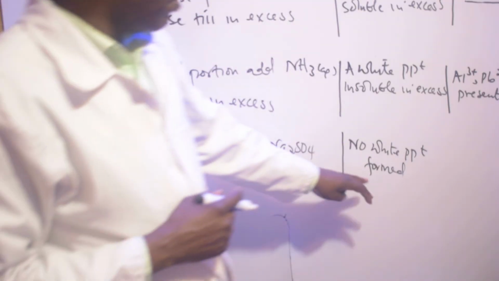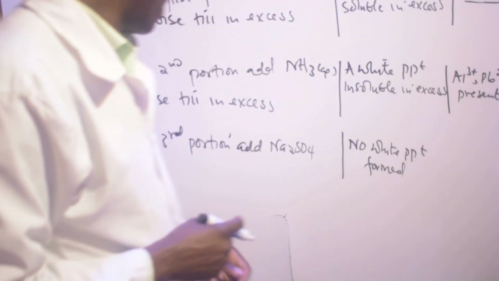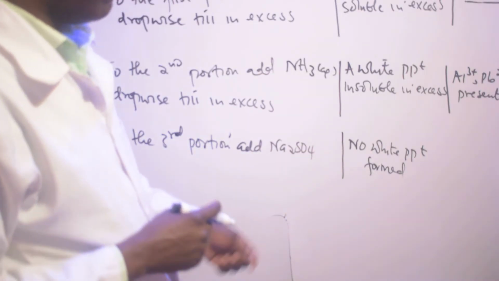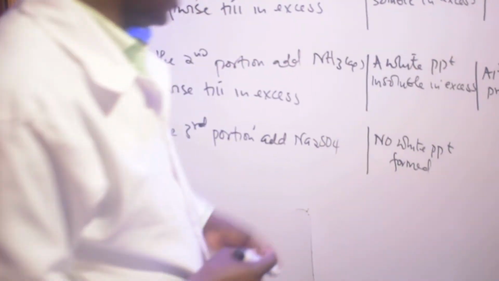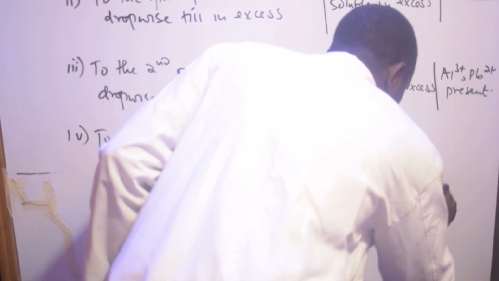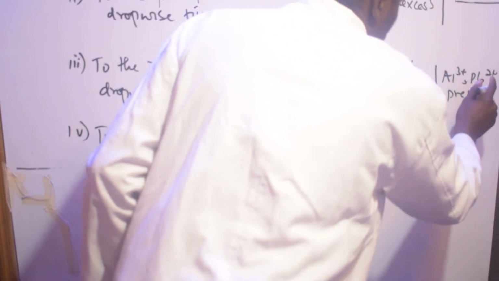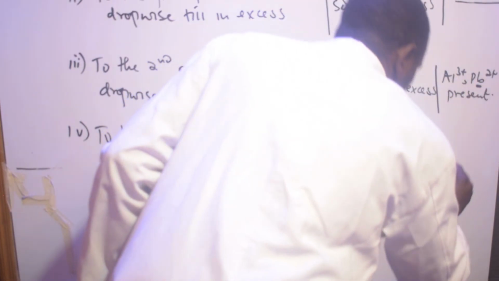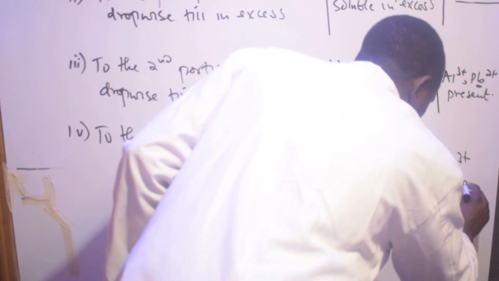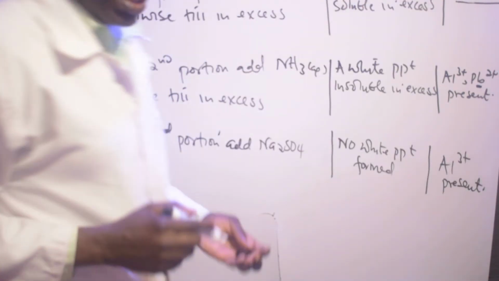Because aluminium ions cannot form a precipitate with sulfate ions. But lead will do so. So the fact that no white precipitate is formed means that lead ions are absent, and what remains is actually aluminium ions present. That's what we are talking about.